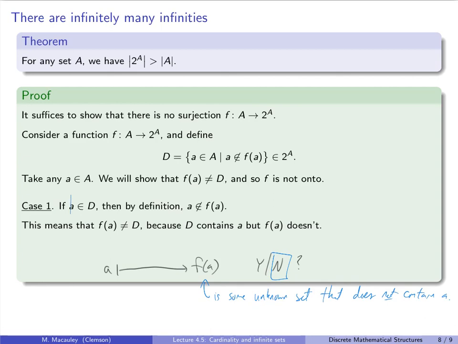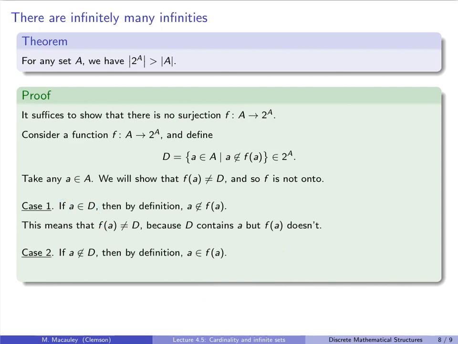What do we know? We know that D is a set that contains A. So this unknown set cannot be D, because A is in D. So that's the sentence right here: f of A cannot be D because D contains A, but f of A doesn't. Okay, so in case 1, we know that A does not get mapped to D. f of A is not equal to D. Let's prove the same result holds in case 2.